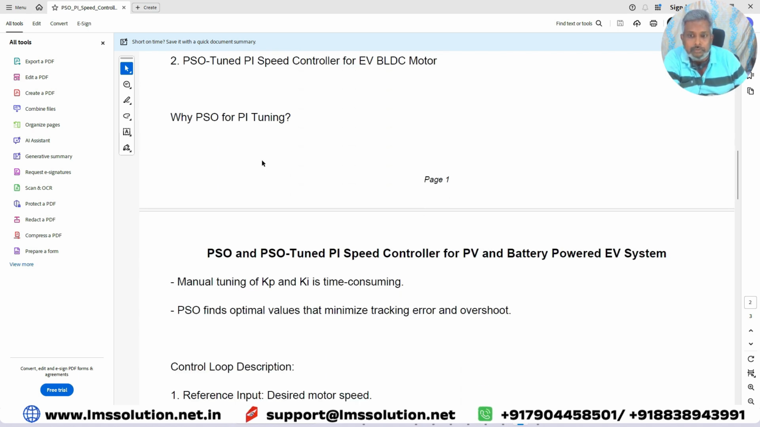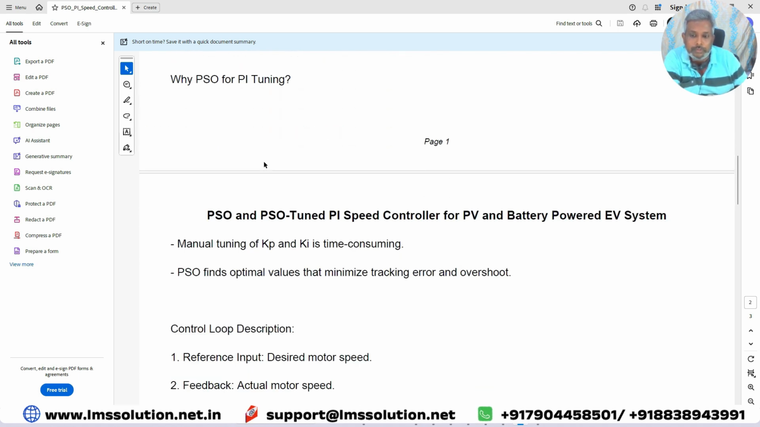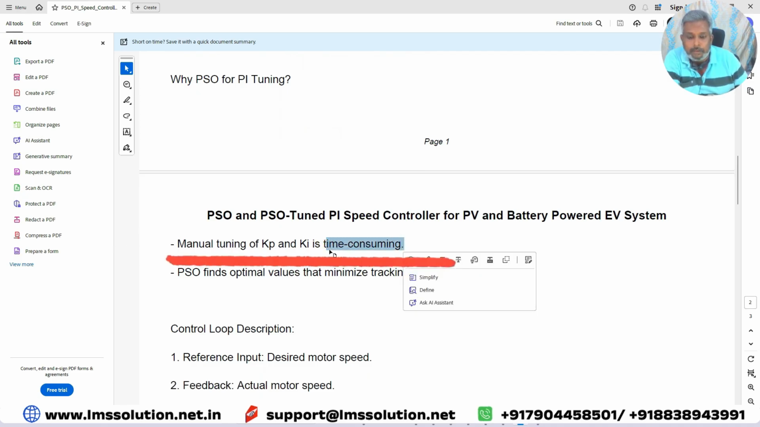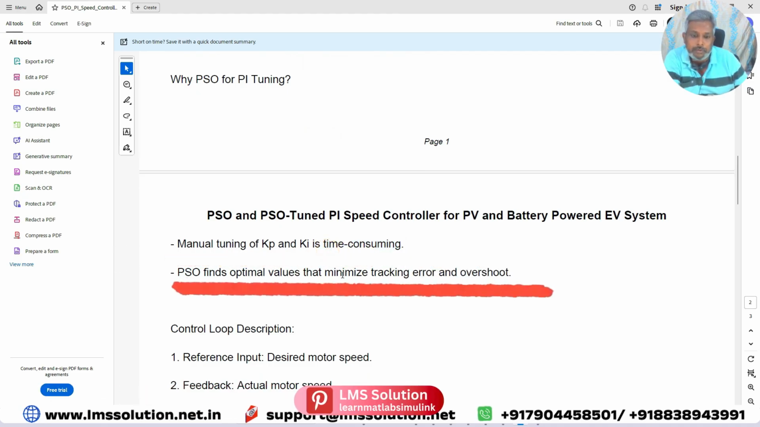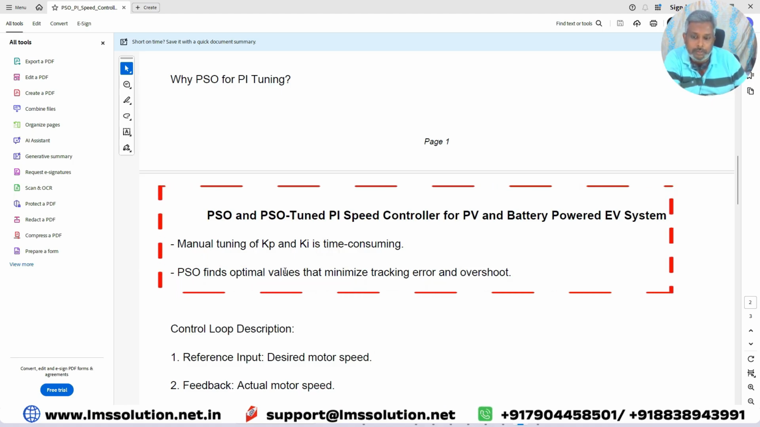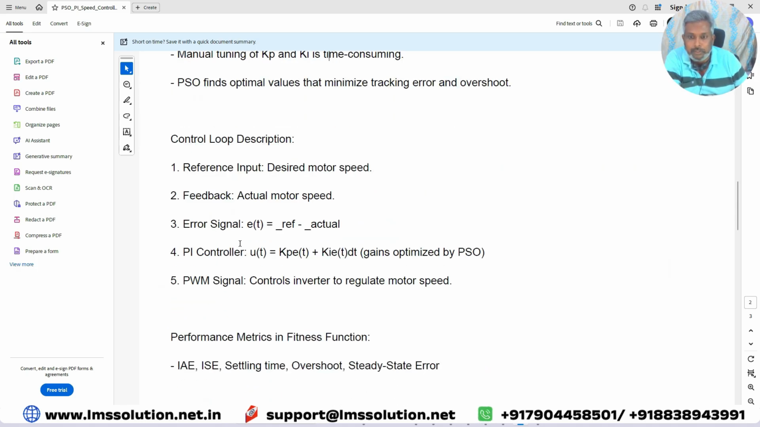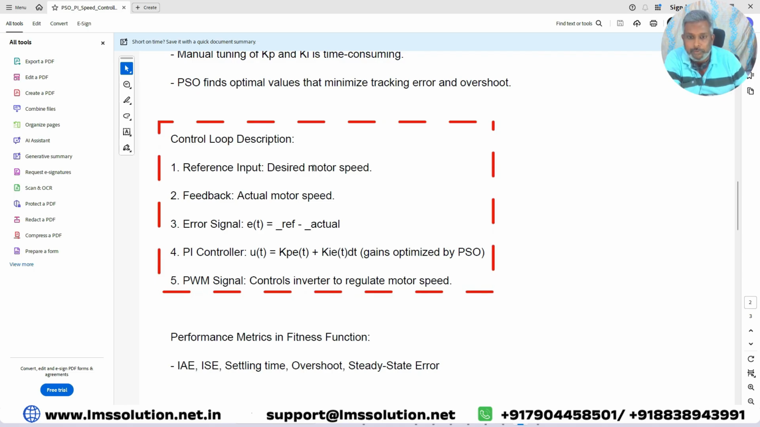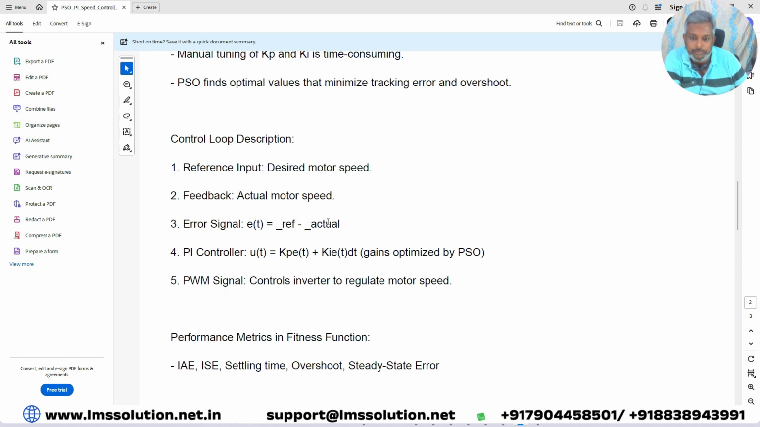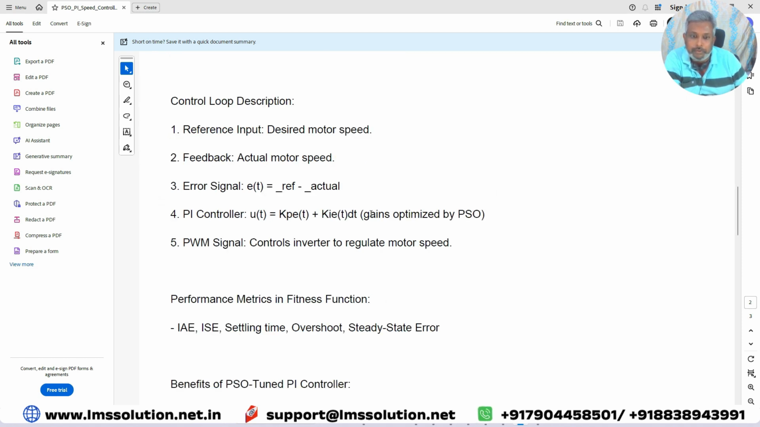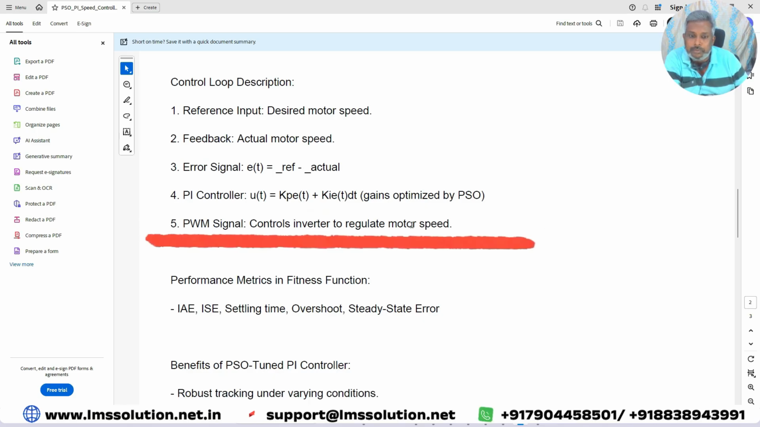Next, why we use PSO for PI tuning: manual tuning is a time consuming process, but when we use the PSO algorithm we can minimize the tracking error and overshoot efficiently, and it is calculated automatically. It finds the optimal value by minimizing the error and overshoot. How we have to apply it was already explained in detail. You have to provide the reference speed, measure the actual motor speed, calculate the error against the reference, and then apply it via the PI controller, which will generate the PWM signal for the motor speed control.